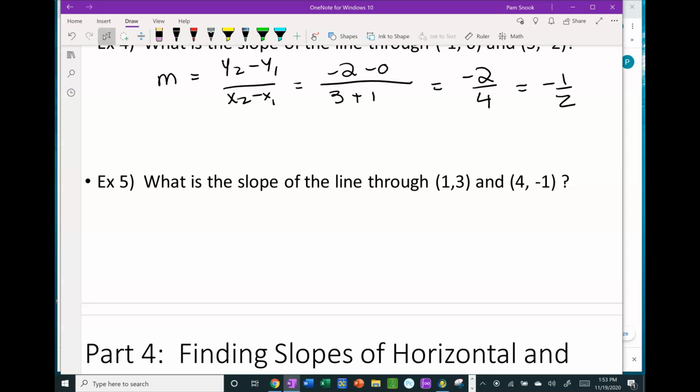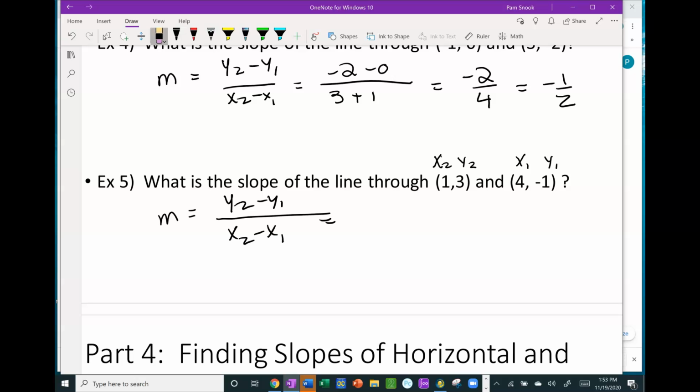We can also play the same game on this next one. It doesn't matter which point is point 1 and which one is point 2. So just for fun, I'm going to call this one x2 and this one y2. This one is x1 and this one is y1. Because it doesn't matter. As long as I'm consistent, I can do this however I want.